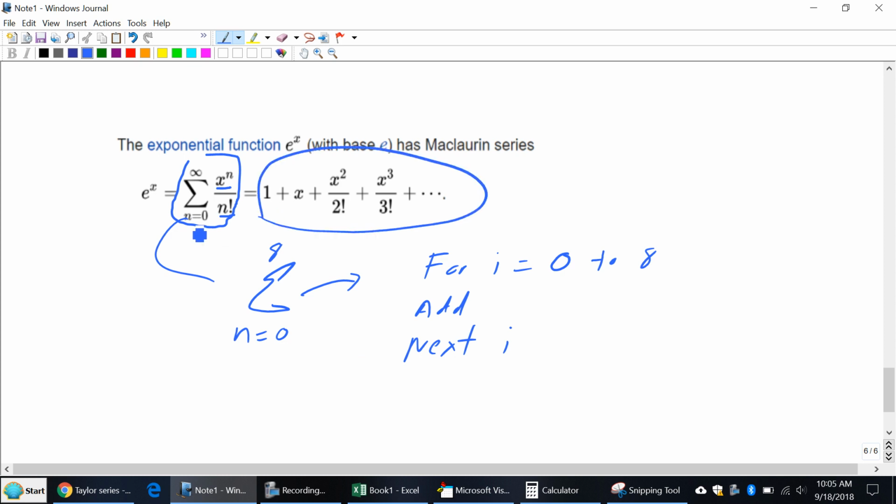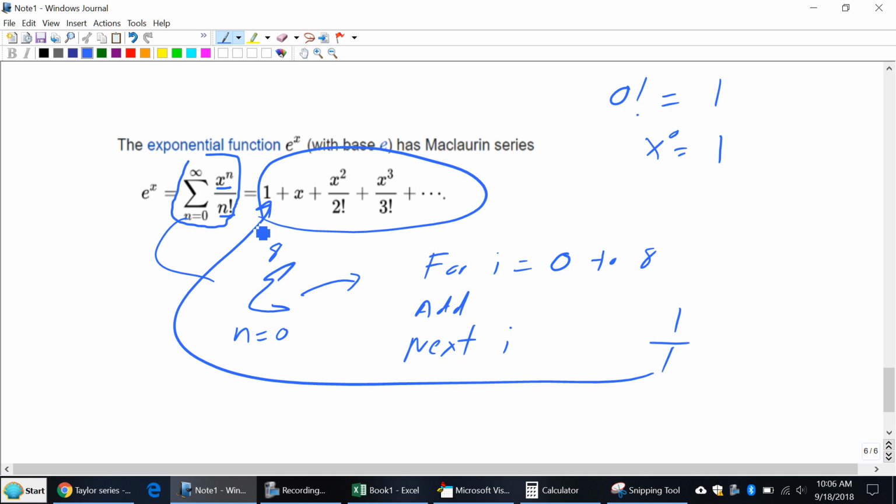If I plug in a 0 here, well, 0 factorial by definition is equal to, turns out, 1. So then x to the n, so x raised to the 0 is equal to what? What's anything raised to 0? 1. So what you're left with here is 1 over 1. So this 1 over 1 is where this guy comes from.